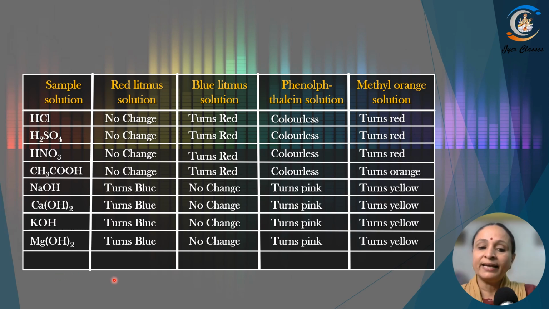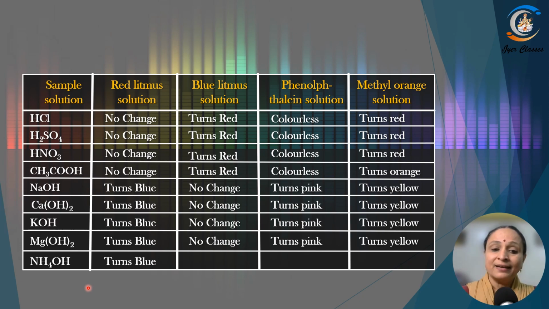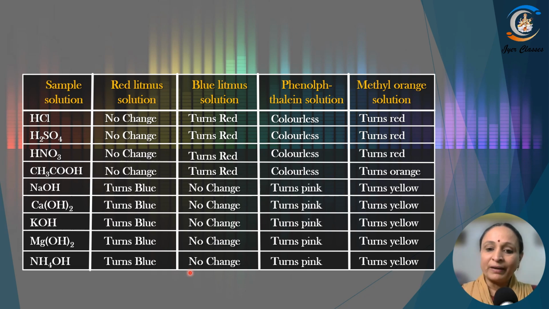Magnesium hydroxide. Go ahead, tell me. Yes. And what about NH4OH? It is a weak base. Red litmus solution will change it into blue. And in blue litmus solution, there will be no change. Phenolphthalein, yes, it will turn pink. And methyl orange will turn a slight yellow color. Okay, now you know that all the bases change color to what. And in acids also, you know the changes, right? So now you can answer all my questions in the test, right?